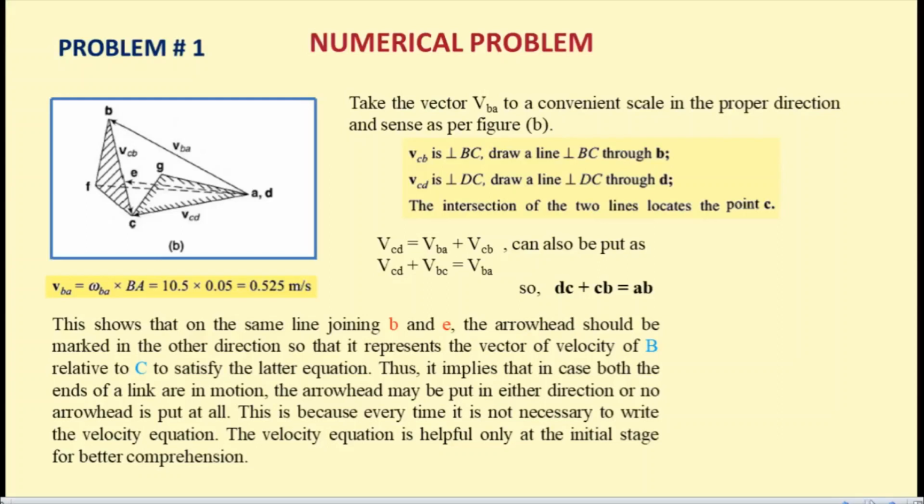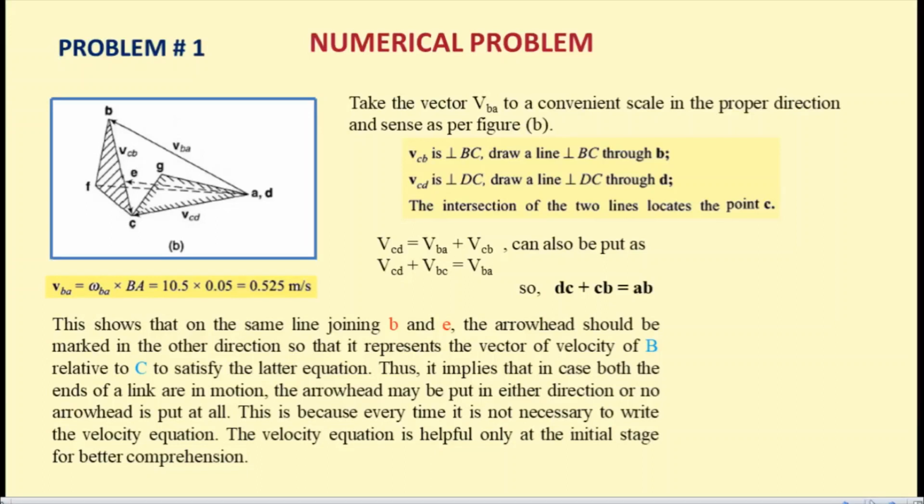Now from the given data we know that velocity VBA is equal to omega BA times length AB. Omega BA, the angular velocity, is given as 10.5 radian per second, and the length BA is given as 50 millimeter. In terms of meter we can write it as 0.05 meter. So by multiplying these two we get the VBA value equal to 0.525 meter per second.